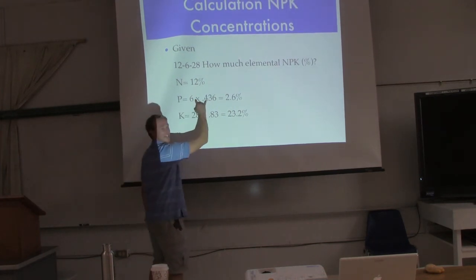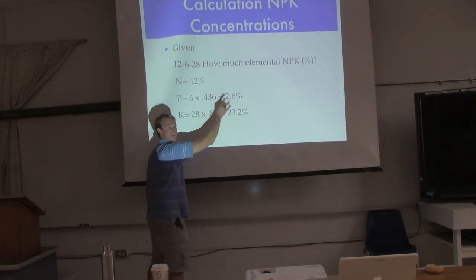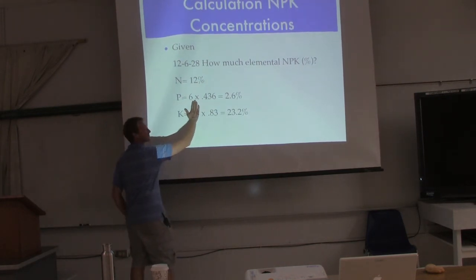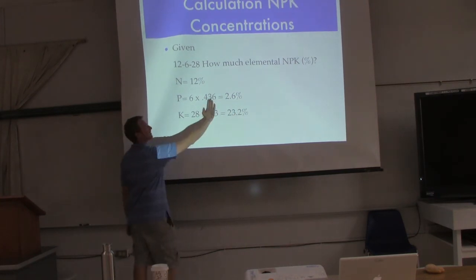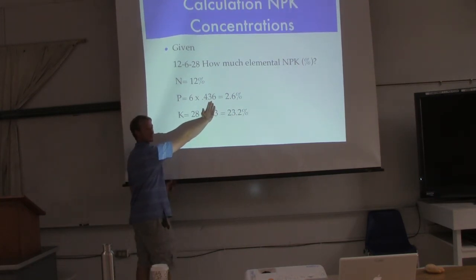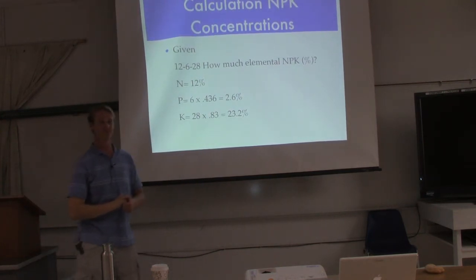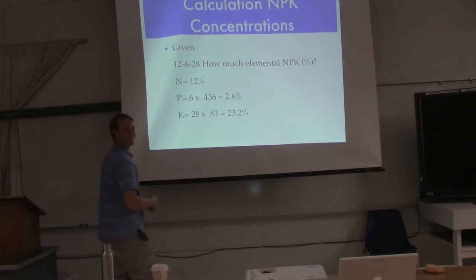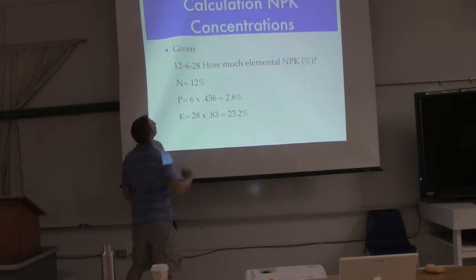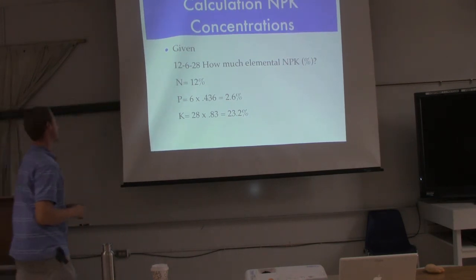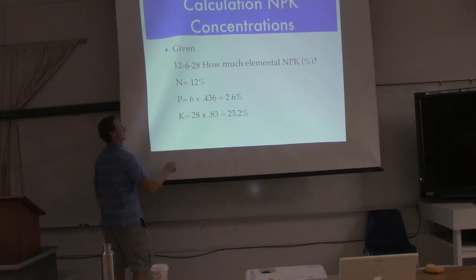So if you took two percentages and multiplied them against each other, you'd get a percentage, but be totally wrong, right? So we want to make sure that you do the percentage in percent so that you can carry that label over, and then you do the percentage in decimal form. 6 times 0.436 equals 2.6%. That's how much elemental P is in that 12-6-28. Let's do the same thing for K. 28 times 0.83 equals 23.2%.